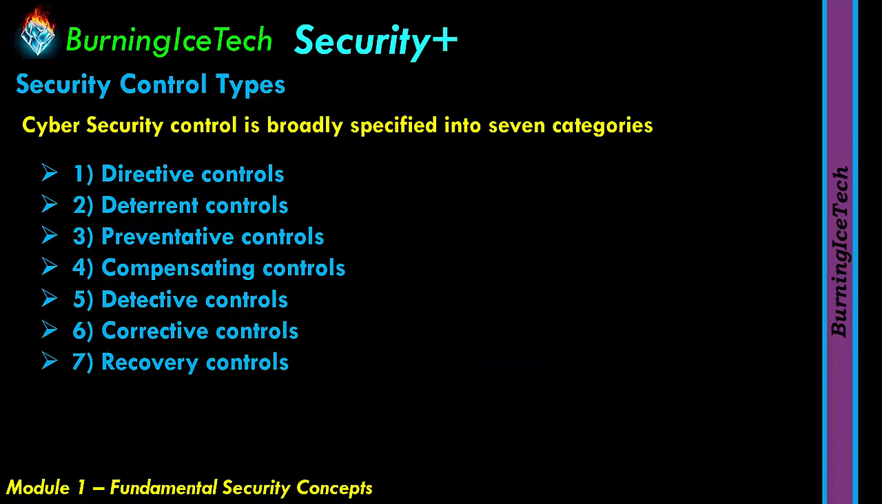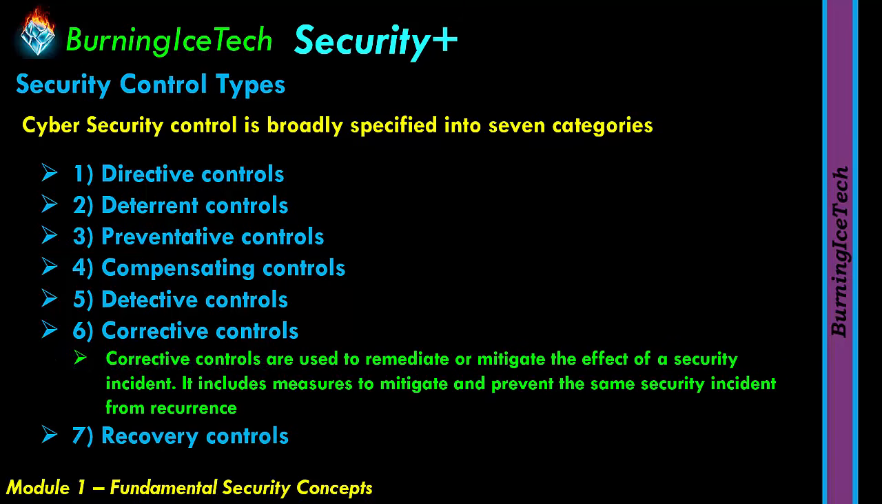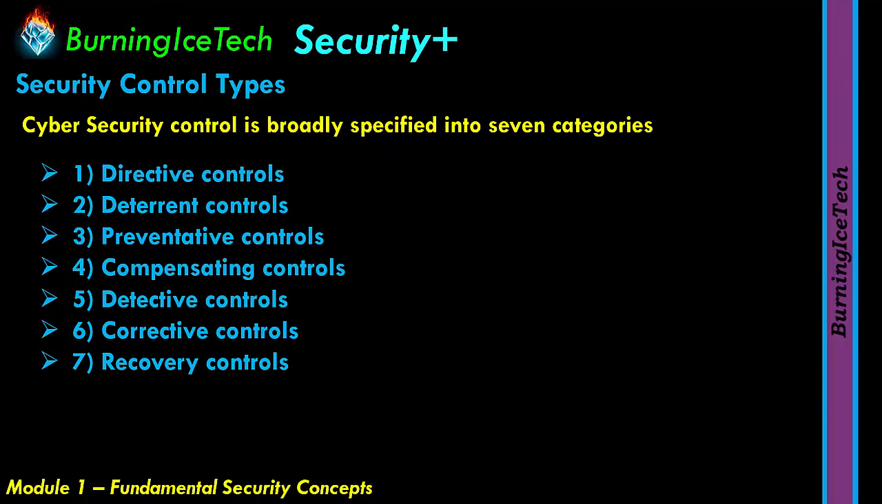As for the second last one here, people, corrective controls. Wow, sounds like a prison, doesn't it? Corrective controls are used to remediate or mitigate the effect of a security incident. It includes measures to mitigate and prevent the same security incident from reoccurrence. I mean, it doesn't help you go and implement some sort of solution or mitigation to an incident, and then the next day it just goes and happens again. At the end of the day, if something happens, we want to prevent that something from happening again in the same way. As the old saying goes, learn from your mistakes.